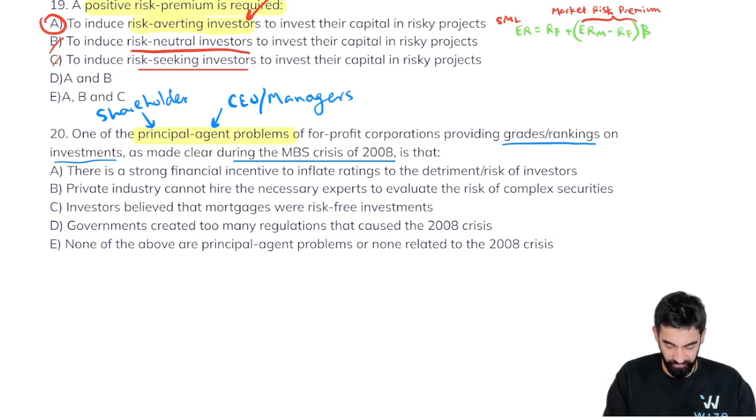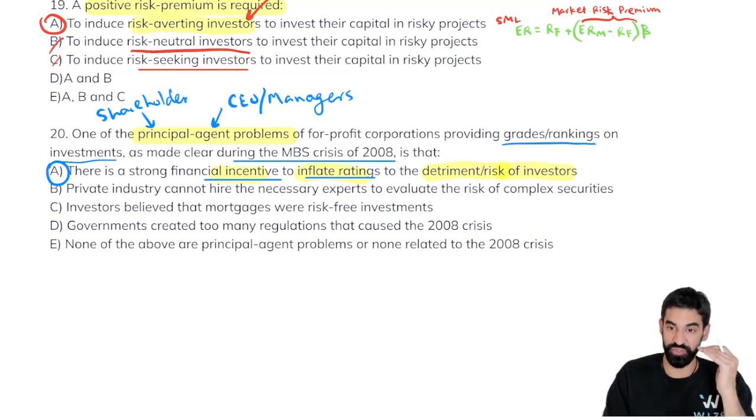A says there is a strong financial incentive to inflate ratings to the detriment or risk of investors. Detriment means to the disadvantage of the investors. Yeah, that's exactly what we just said. The banks had a strong incentive to inflate ratings, to say, hey, we have this insurance company and they're telling us this is a really safe mortgage-backed security. You have like a 90% chance to get your money back, but really it was like they only had a 50% chance of getting their money back with the interest that they promised. So they inflated the rating, saying, oh, it's really safe.